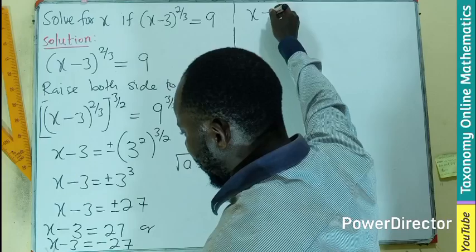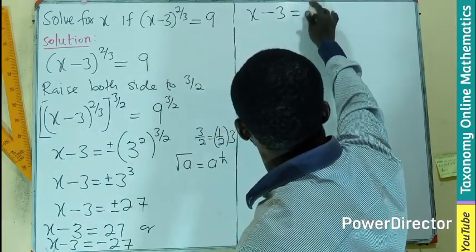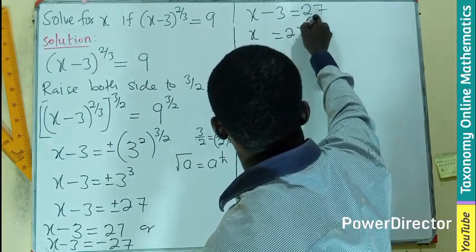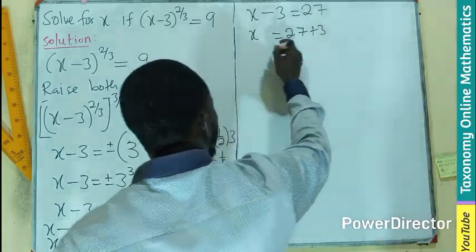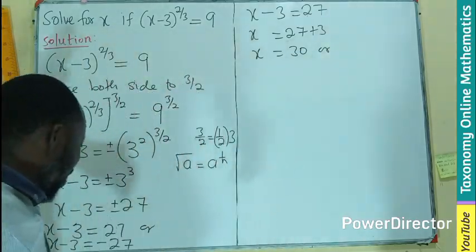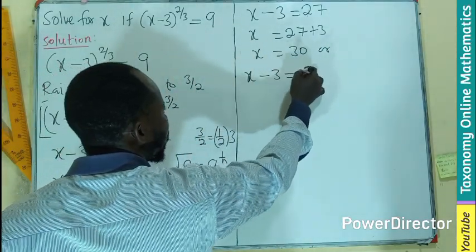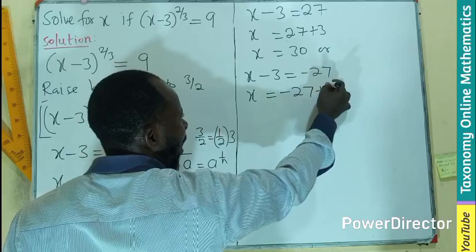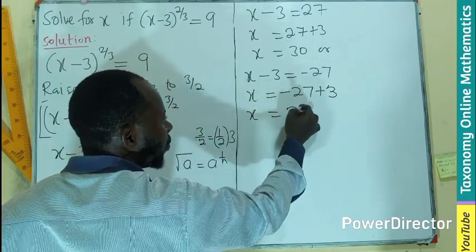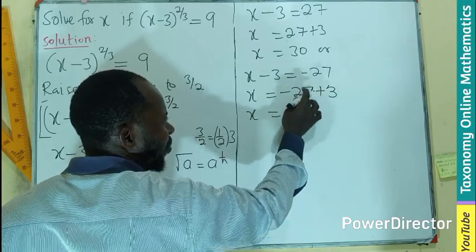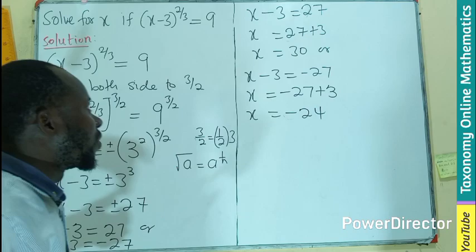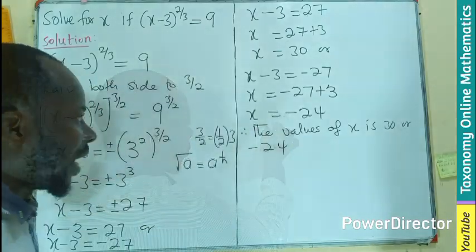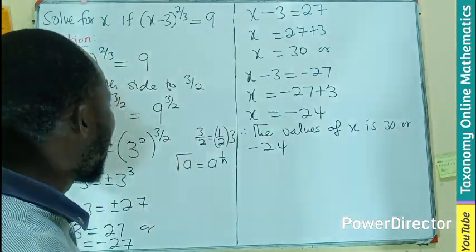So x - 3 equals 27, meaning we transpose this to make x equals 27 plus 3, which is 30. We are now going to pick the second one, and transpose this as well: x equals negative 27 plus 3. This will be negative, and the positive here is smaller than this, so negative 24. So the values of x are either 30 or negative 24. We can cross-check and see whether that will be true.